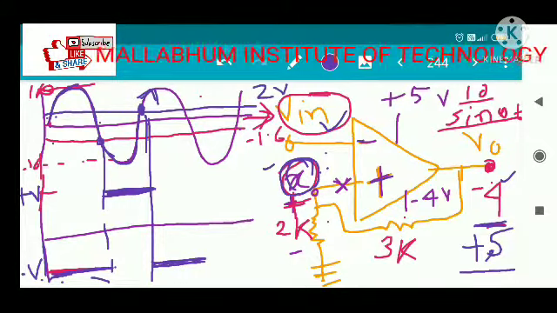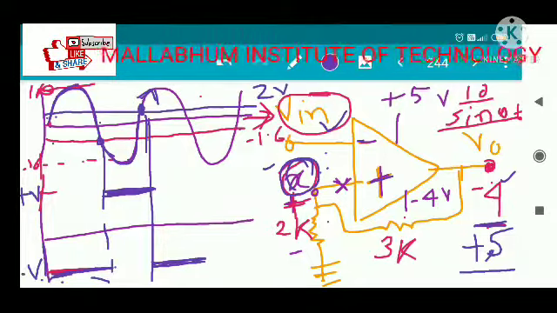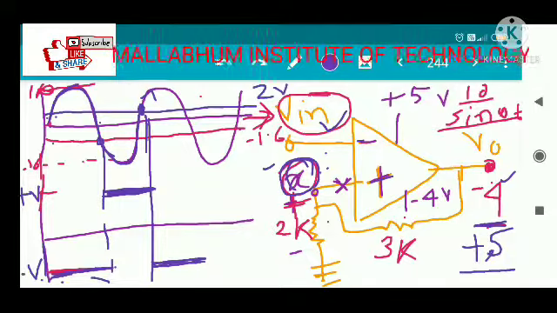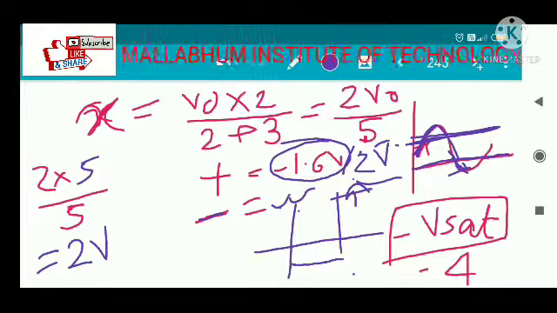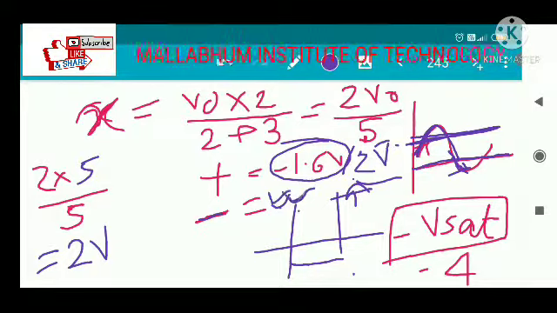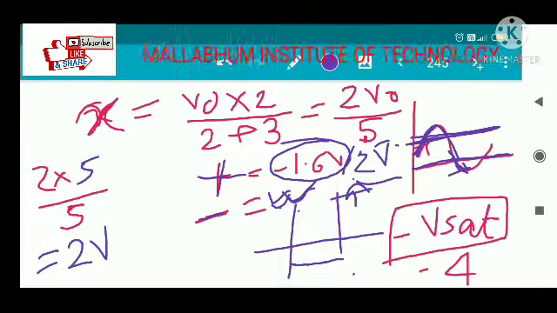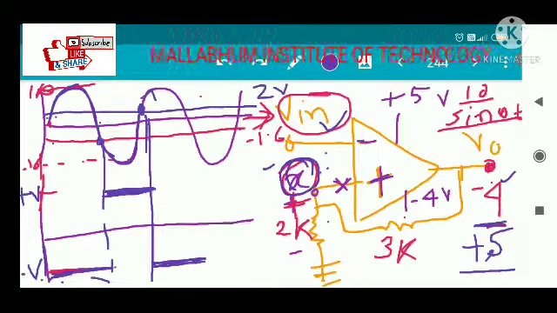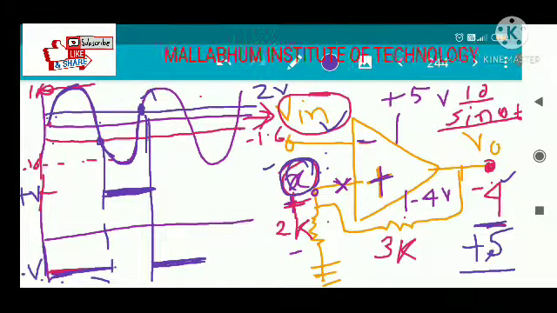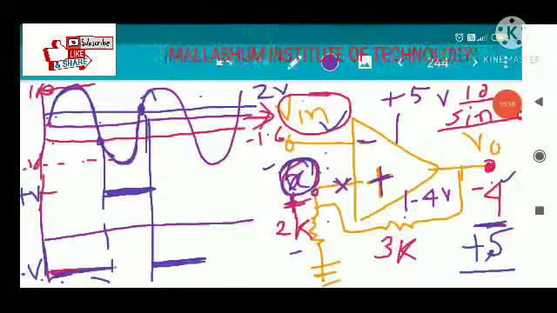Okay, so the input is increasing from minus 1.6 volt towards 2 volts. As the input crosses the plus 2 volt line, the negative potential will be higher than the positive potential. So the output will again switch back to the other potential. This is going to repeat again and again, it will become a loop, and that loop will be visible in your transfer characteristics.